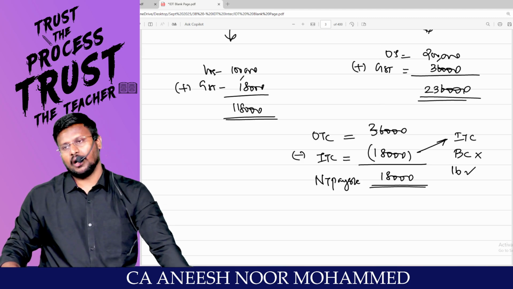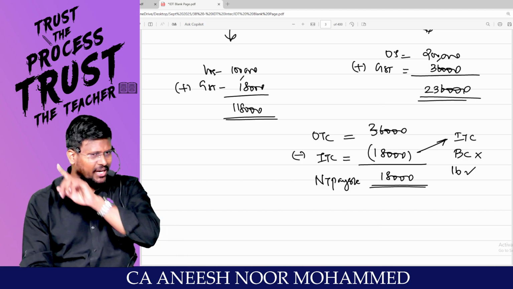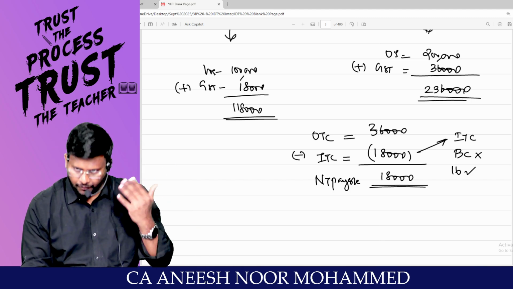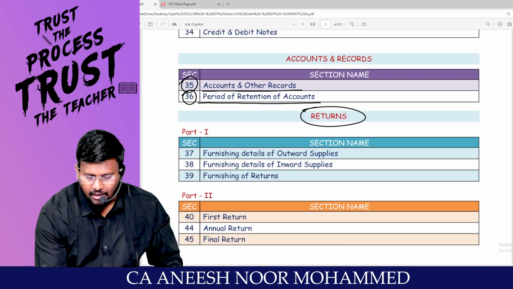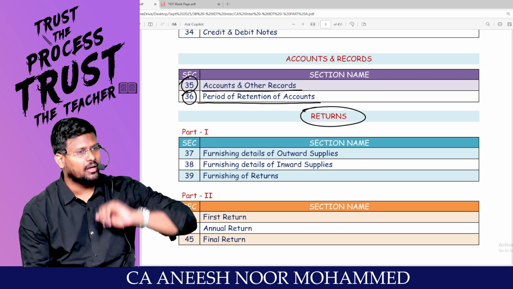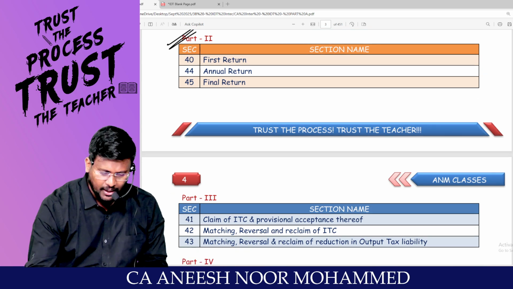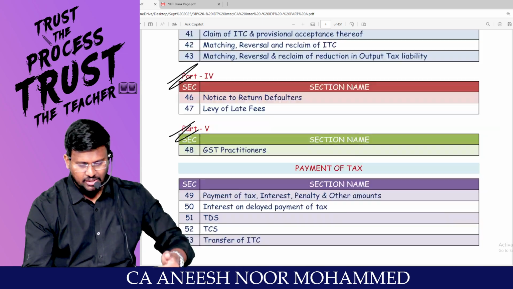for ITC. Comfortable? My dear lovable students, will you make one inward supply, one outward supply, or multiple inward supplies, multiple outward supplies? For what is the government saying that you are supposed to file the returns? So many returns are there, which we have classified into part 1, part 2, part 3, part 4 and part 5. So many sections are there in the returns.